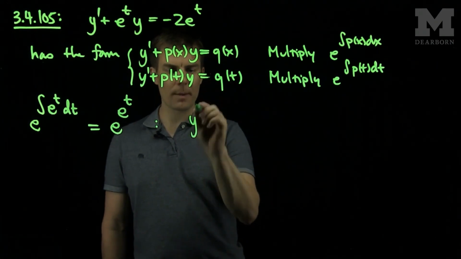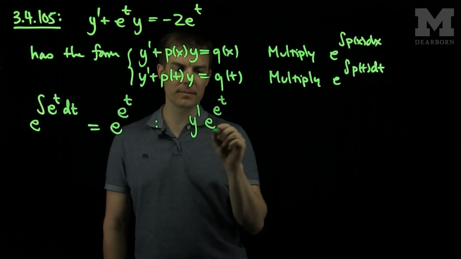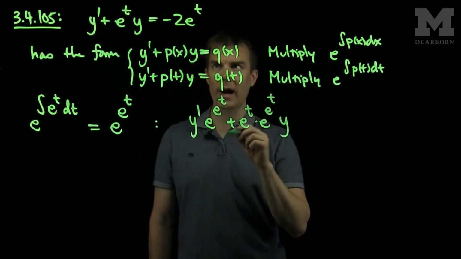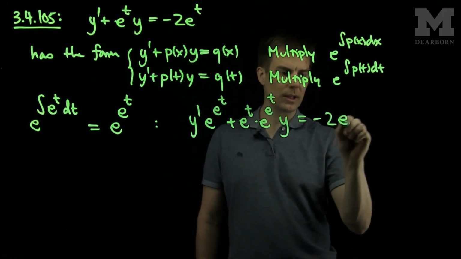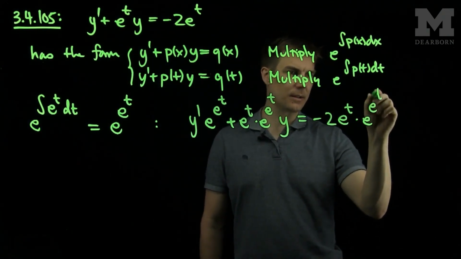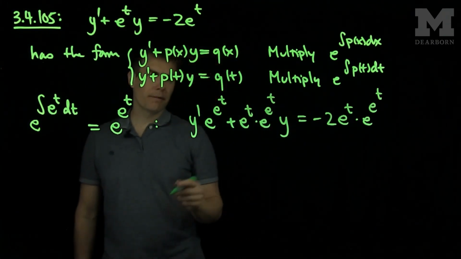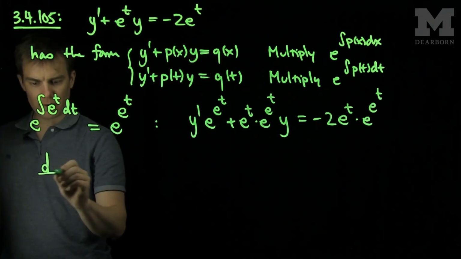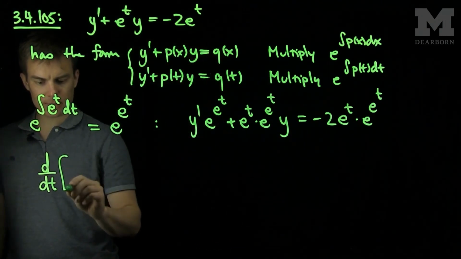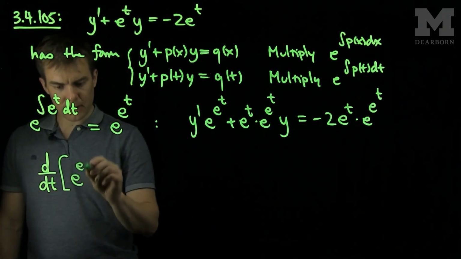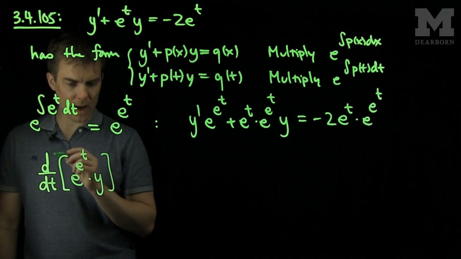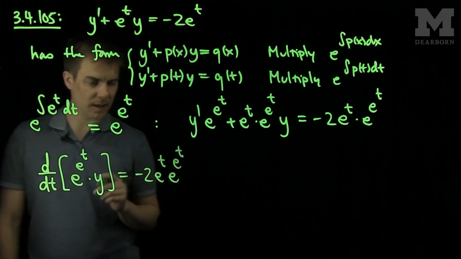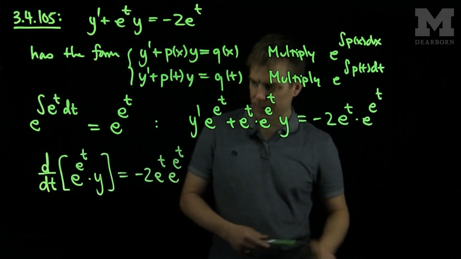When we do so, we will have y prime e to the t plus e to the t times e to the t y is equal to negative 2 e to the t times e to the t. The integrating factor method will always generate a perfect derivative on the left-hand side of the equation. The left-hand side is the derivative with respect to the independent variable, which here is t, of the integrating factor, e to the t, times the dependent variable y, is equal to negative 2 e to the t, e to the t. And now we integrate both sides with respect to t.